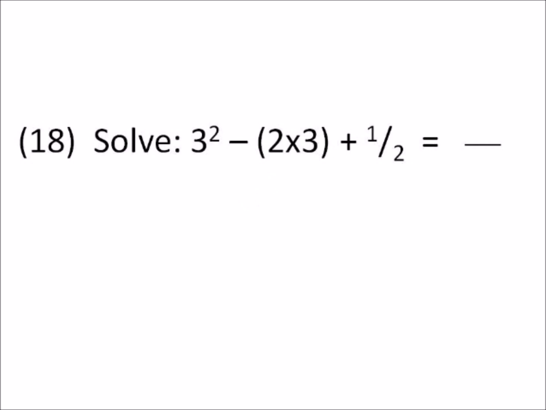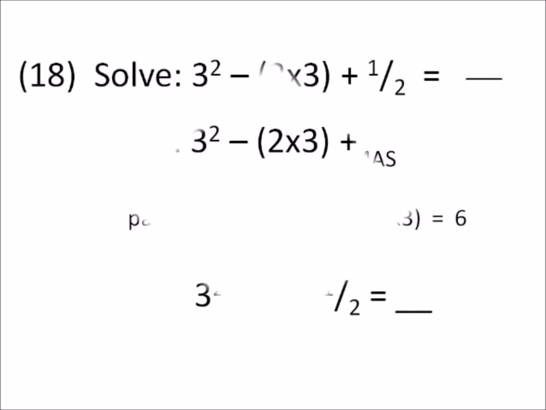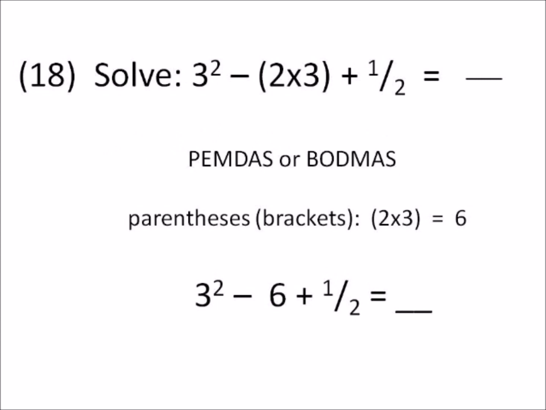Okay, number 18, solve 3 squared minus bracket 2 times 3 close bracket plus a half is equal to what? So several steps involved in this. Let's do it one step at a time and see what you work first. Now, this is a fairly hard problem for a lot of students, but it's fairly simple once you do it a step at a time. PEMDAS or BODMAS is what we'll be using, means the same thing.